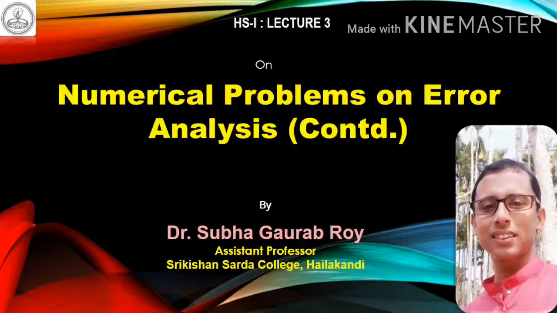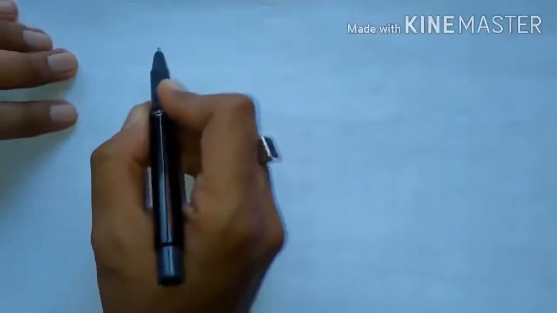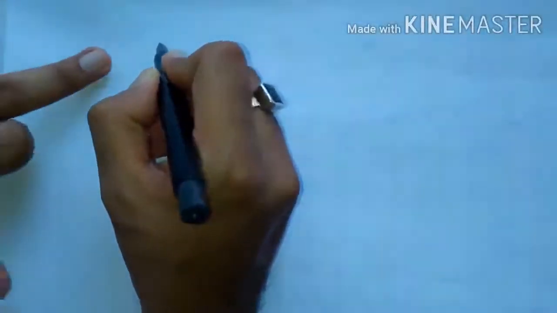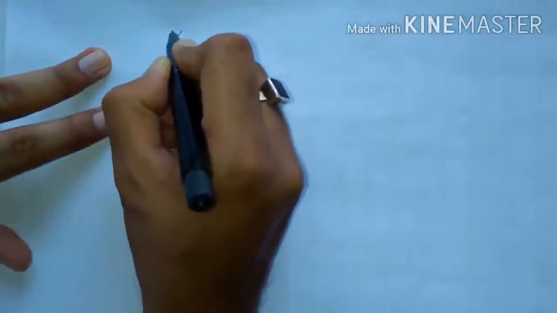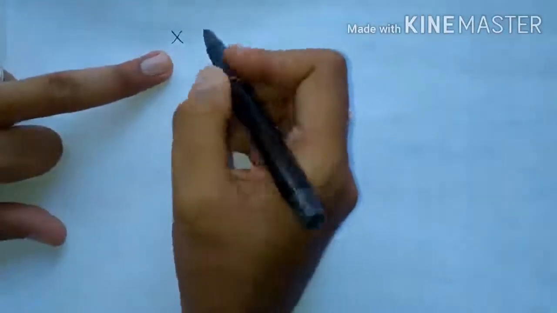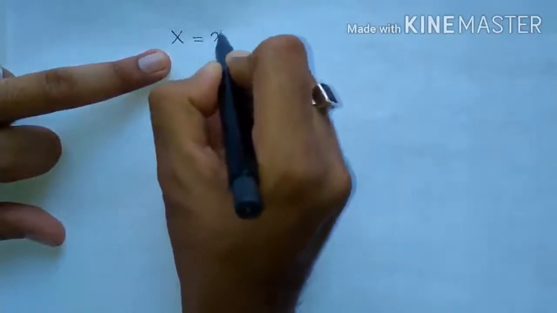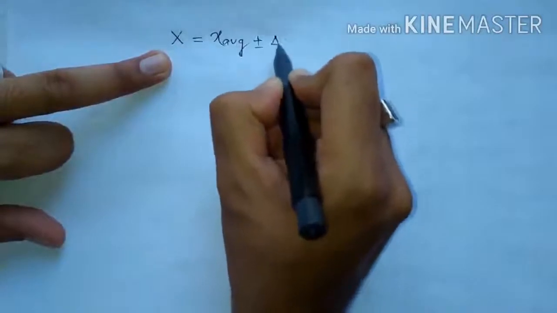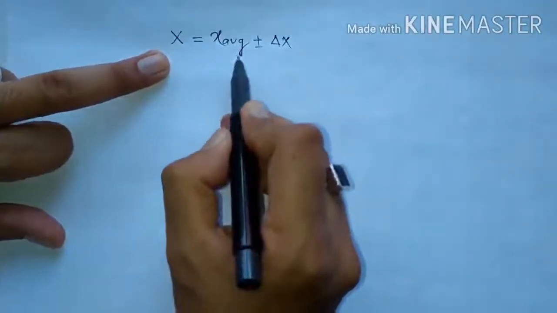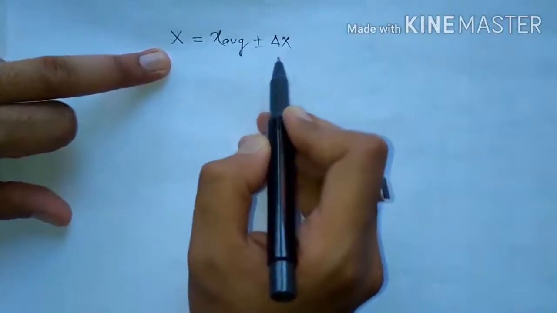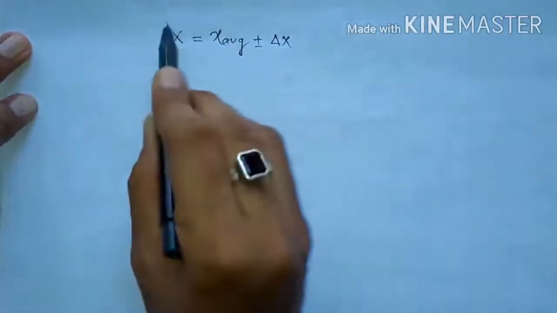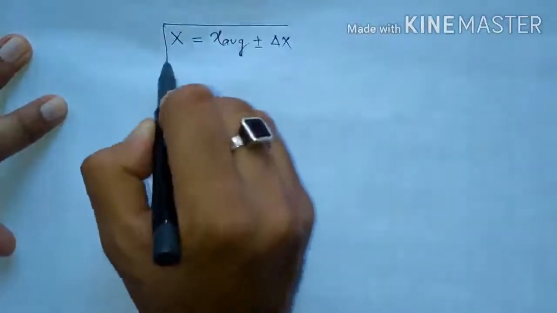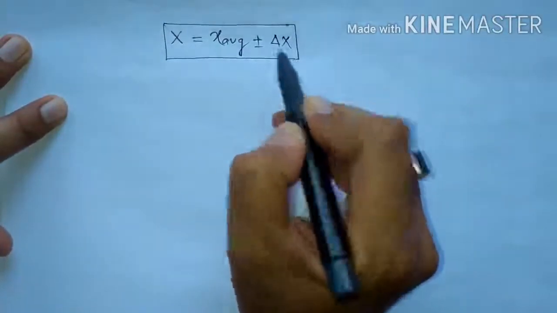But before I begin today's discussion, I would like to recapitulate a few things that we have done. The first thing is that if x represents the true value of any physical quantity, it can be expressed as x equal to x average plus minus delta x, where x average stands for the measured value and delta x represents the error. This is what we have understood from our very first class.